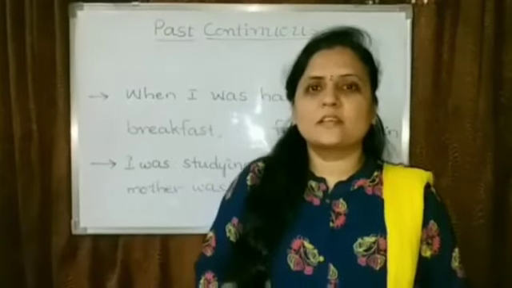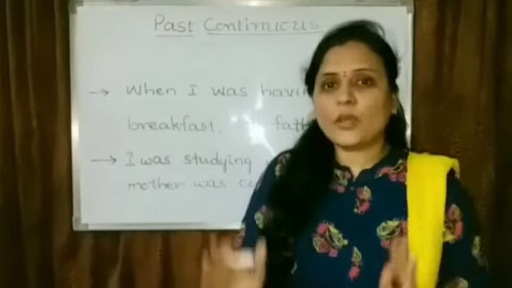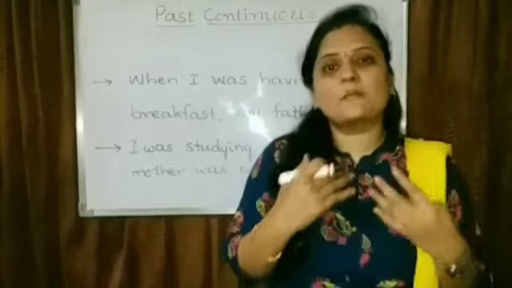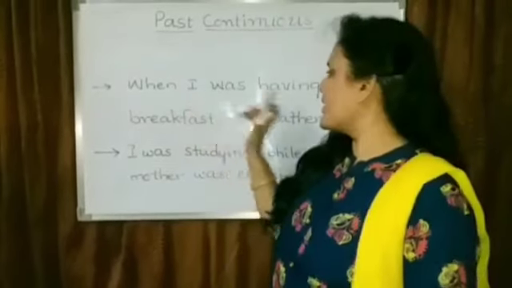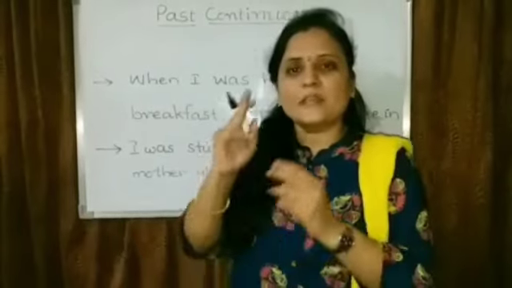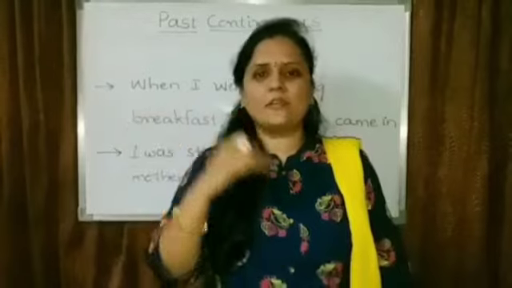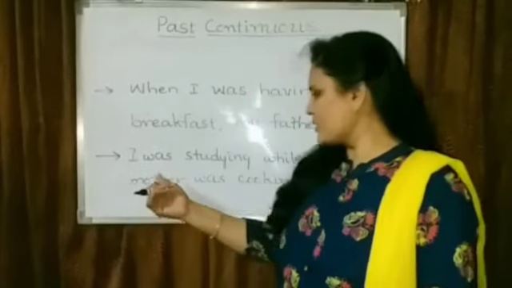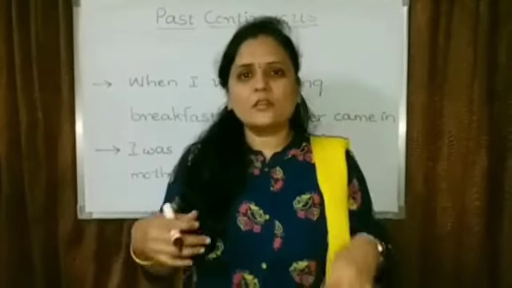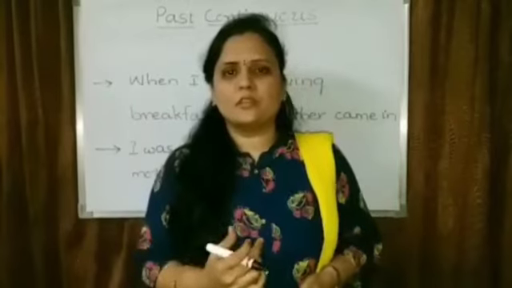See these examples. Past continuous. So past continuous, already I told you, two actions at a time. Interrupted actions and at the same time parallel actions. So when I was having breakfast, my father came in. Here two actions. What were they? Father coming inside and having breakfast. And if you see, I was studying while my mother was cooking. So I was studying and at the same time mother was cooking food.